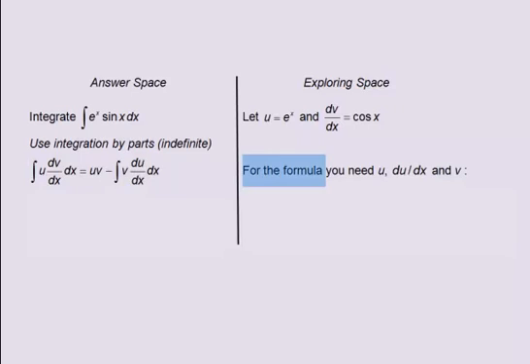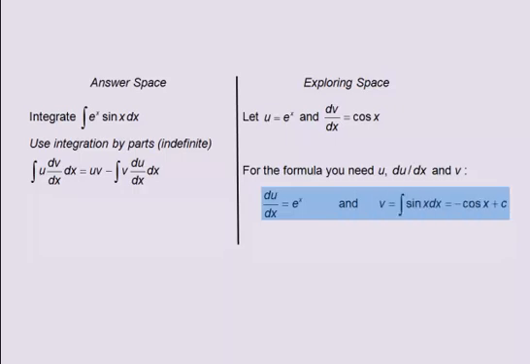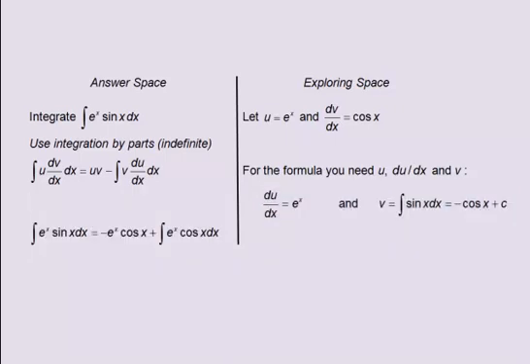For the formula you need u, du by dx and v. Differentiating u with respect to x gives du by dx equals e to the x, and v is the integral of sin x with respect to x, which equals minus cos x plus c. Substituting these into the integral gives the integral of e to the x sin x with respect to x equals minus e to the x cos x plus the integral of e to the x cos x with respect to x.